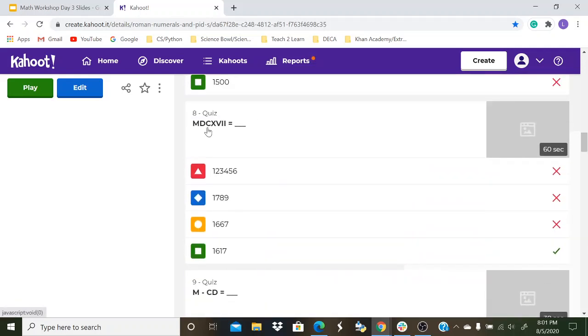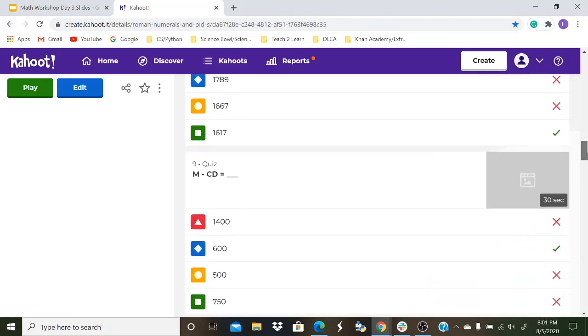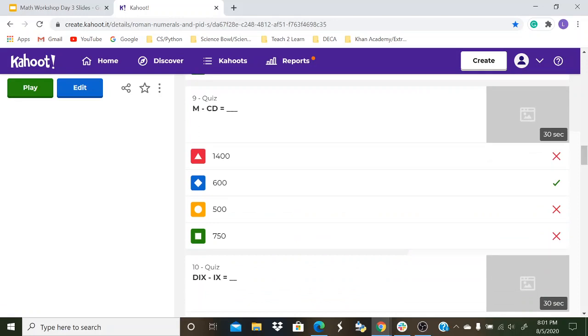And then MDC, so M is 1,000. That's 500, 600. And then, so that's 1,600. And then this whole thing is 17 because X is 10 and then 7, 17, so 16, 17. Now operations, so 1,000 minus 400 because 100 before 500 is just 400, so 1,000 minus 400 is 600.